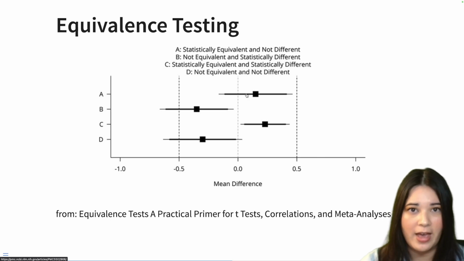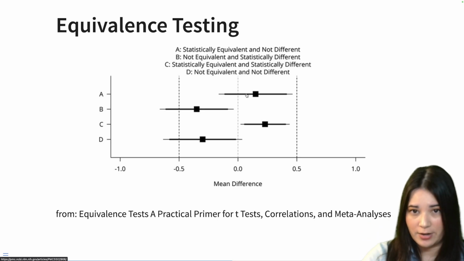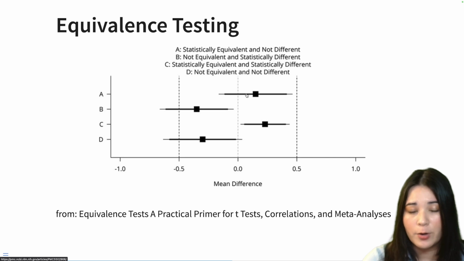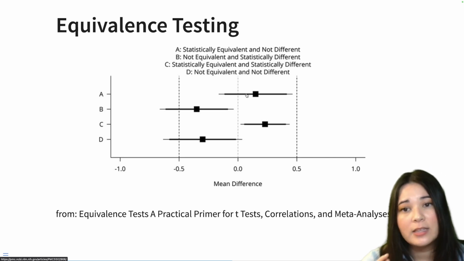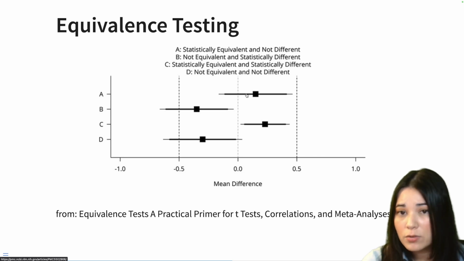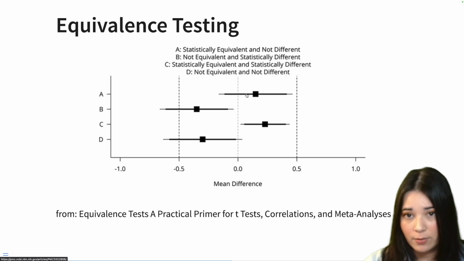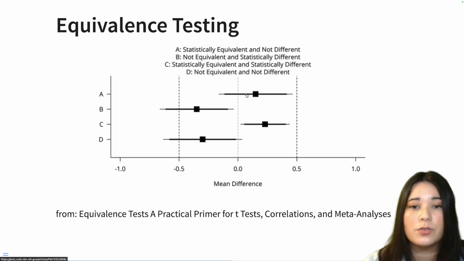In this top row with A, we have an estimate that is statistically equivalent to 0, which means we think it falls within our upper and lower bounds of the interval null we defined, and it's not significantly different from 0, meaning that the confidence interval includes 0, meaning that it is not statistically significantly different from 0. In this case, we have pretty strong evidence that the null is true.